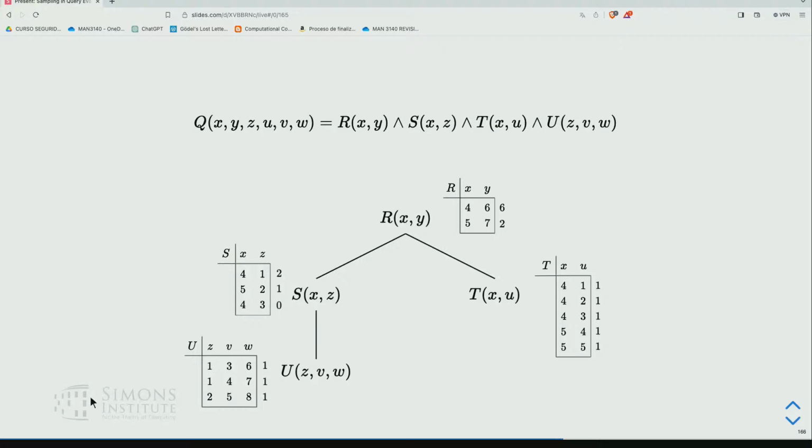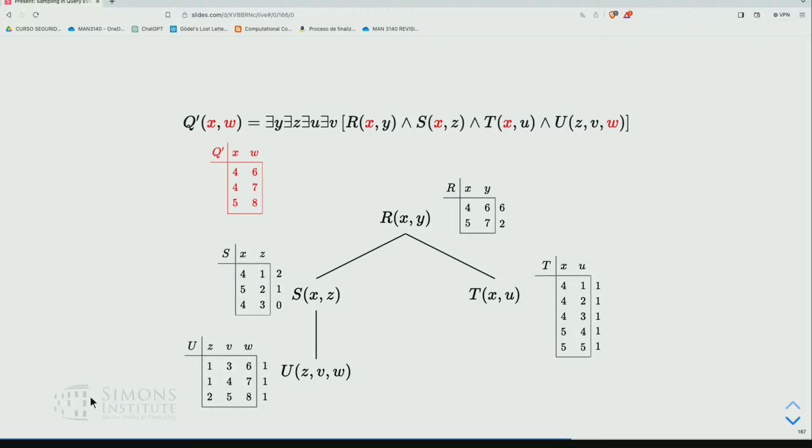I'm also changing the relations here, using this notation. Now suppose that you quantify over some variables, and here you want to return just x and w. x is this value that you have here, and w is the value that you have there. If you compute the answer to the query, these are the tuples in the answer. And the problem that you have now is counting the number of answers.